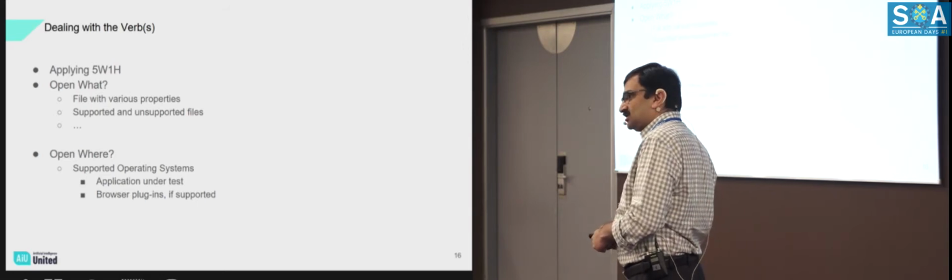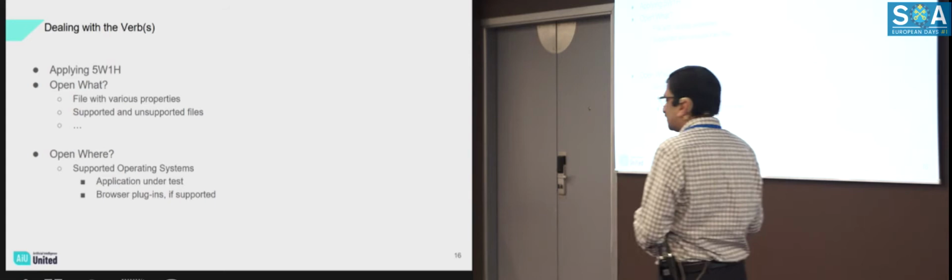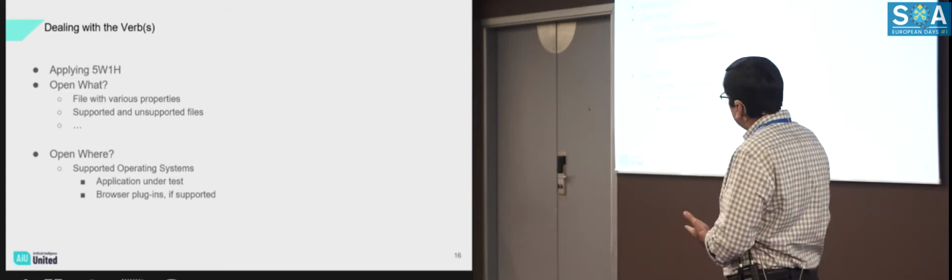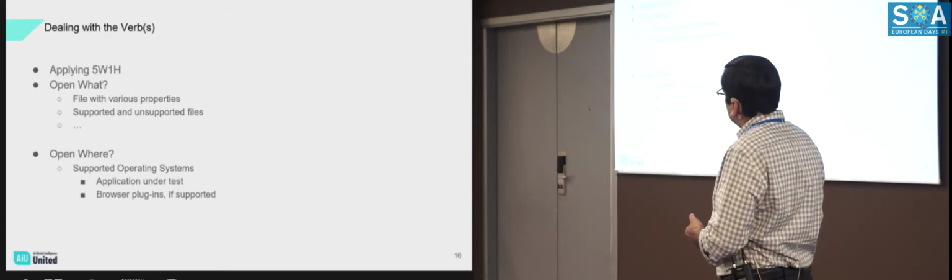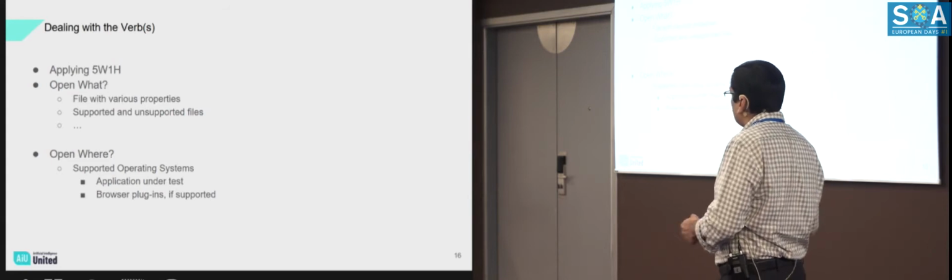Open what? What do I want to open? Each of these things is a test case. That's what I want to open. So all files with various properties, supported and unsupported and so on. So I get double-digit number of test cases. Okay, where do you want to open?